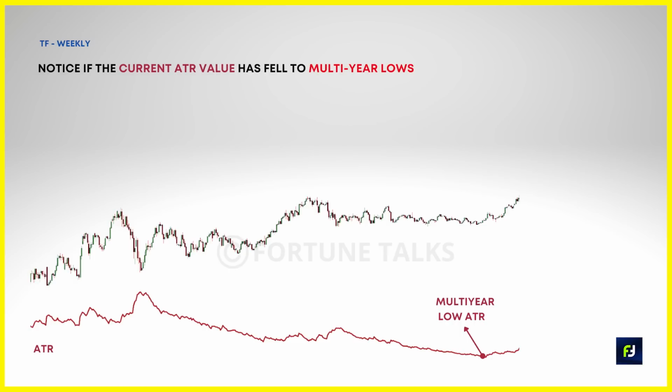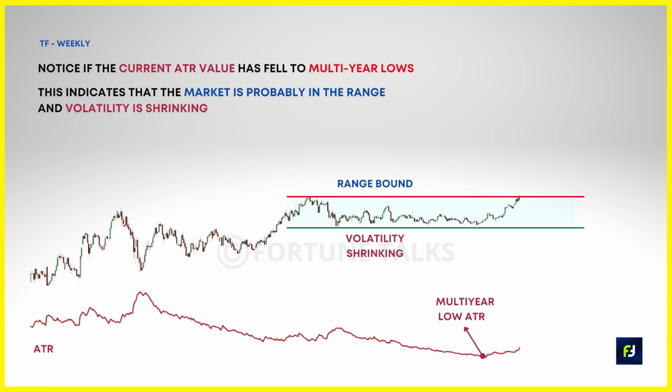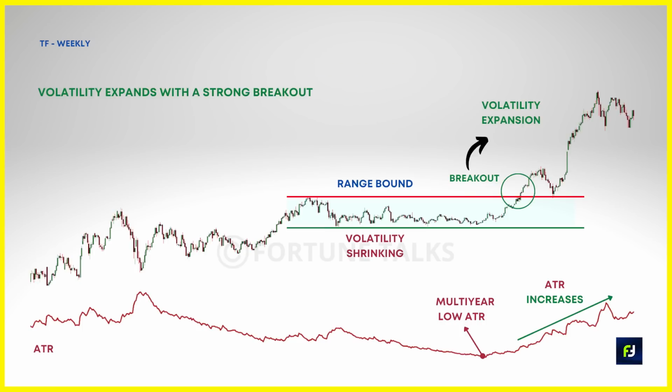Basically, the idea is to pay attention to the ATR value, especially the multi-year low ATR values. Notice if the ATR value has slumped into multi-year lows. This pretty much indicates that the market is probably in a range and the volatility is shrinking to the absolute lows. So when the market finally breaks out, it comes with an expansion in volatility which is associated with strong price moves towards either the upside or the downside.